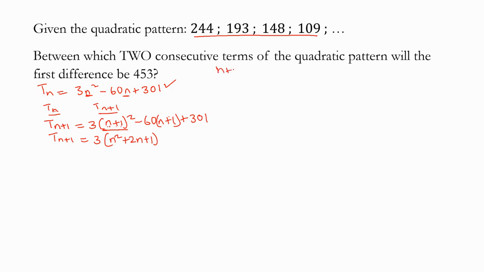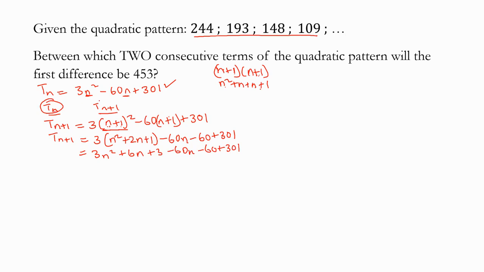Right, we can do it the long way like this using a FOIL method. n plus 1 times n plus 1. n times n is n squared. n times 1, that's n. 1 times n, that's n. 1 times 1, that's 1. Then you get n squared plus 2n plus 1, which is this. And then let's distribute negative 60. So it's going to be negative 60n minus 60 plus 301. And then this is equal to 3n squared plus 6n plus 3 minus 60n minus 60 plus 301.